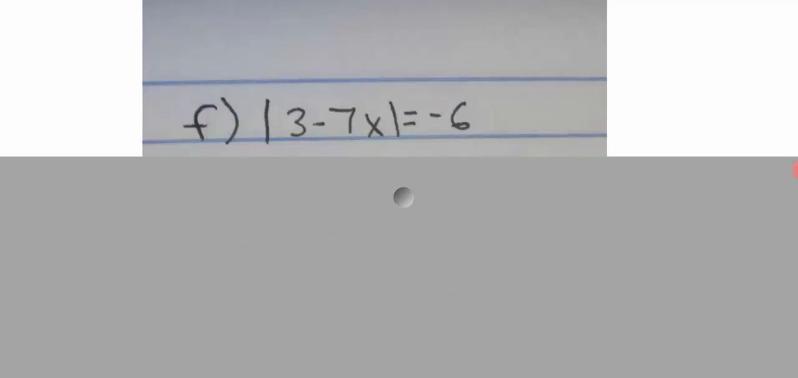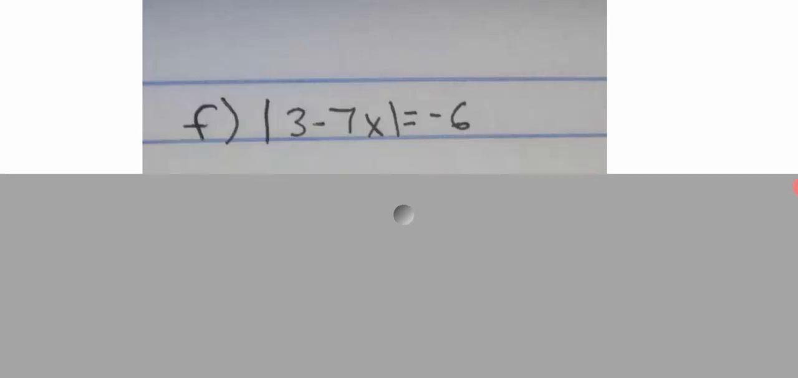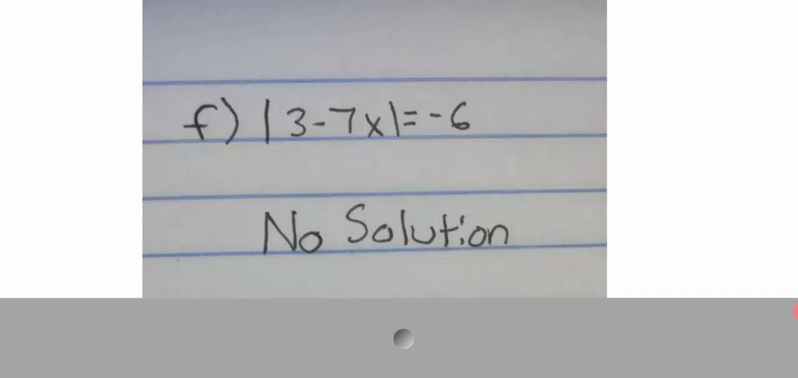All right, so absolute value is equal to negative 6. So we could start working this out, or hopefully you will tell me that absolute value always creates a positive value, so there would be no solution here. There's nothing to work out. All right, that was a little blurry. We're just going to skip over that one.